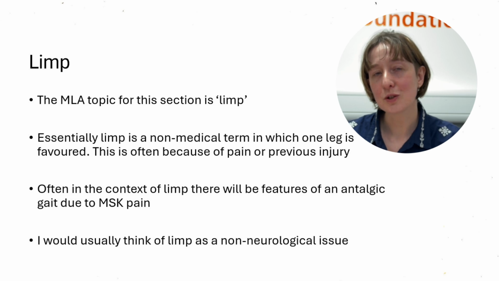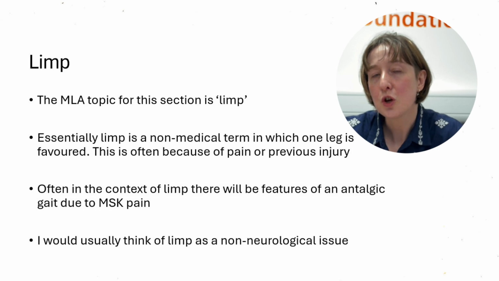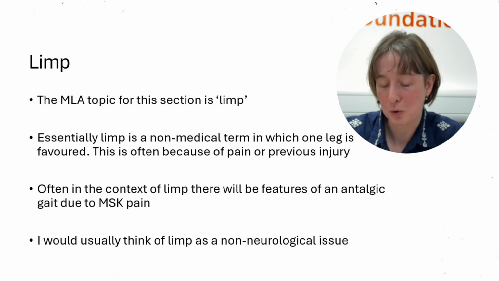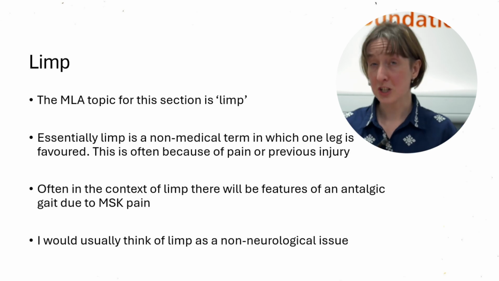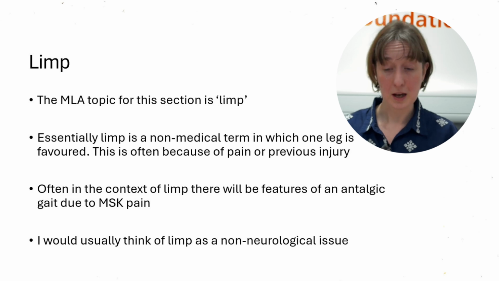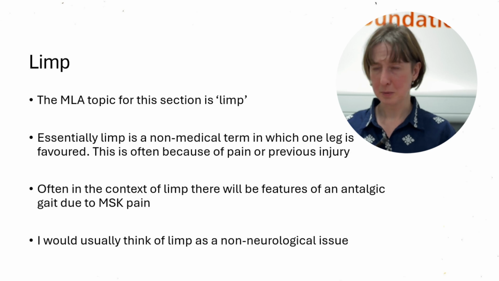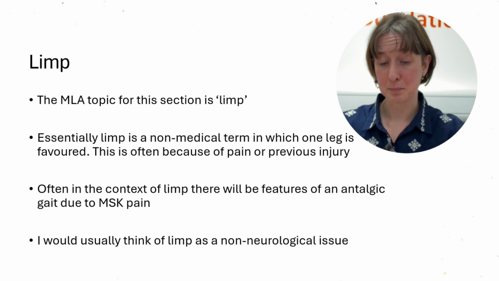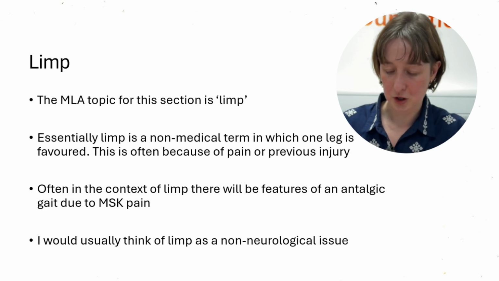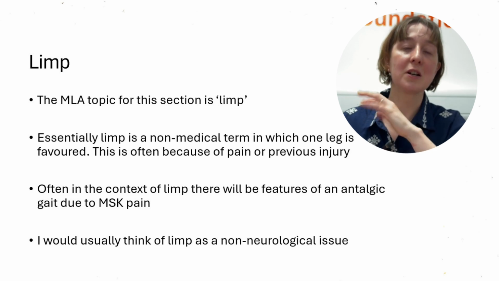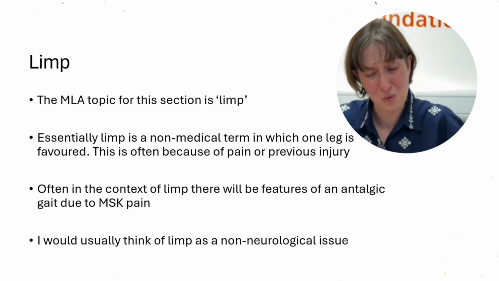I do need to say that, as far as I understand it, and most neurologists would understand it, the term limp is a non-neurological, non-medical term in which somebody favours one leg above the other. Traditionally this is because they've got pain in one leg, and often there's a musculoskeletal problem. People can have an acute limp when they have a sprained ankle, for example. I would generally say that limp is a non-neurological issue. People can have a limp together with other features of what we call an antalgic or pained gait, when there's a lot of pain when they're walking.